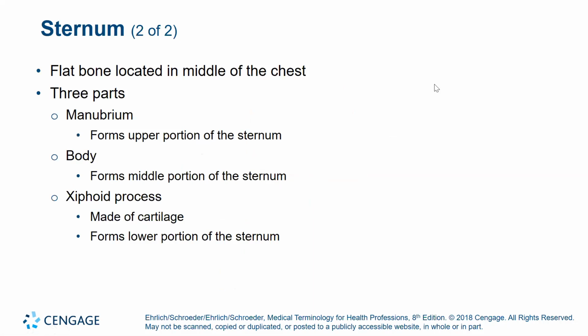So the sternum is a flat bone located in the middle of the chest. There's 3 parts. The manubrium forms the upper portion of the sternum. The body forms the middle portion. And the xiphoid process forms the lower portion of the sternum.